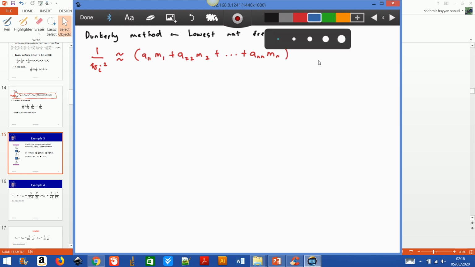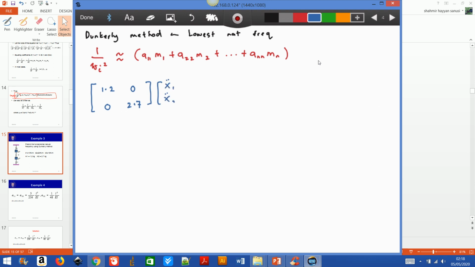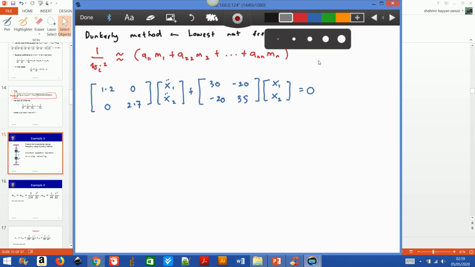Alright, so from the previous example, you get the equation of motion: the matrix 1.2, 2.7 times x double dot 1, x double dot 2, plus the matrix 30, minus 20, minus 20, 35 times x1, x2 equals 0. So in order for you to get the lowest natural frequency using the Dunkerly method, you need to identify A11, M1, A22, M2, and so on. Since this is a 2 by 2 matrix, you only need to identify up to these 4 parameters.